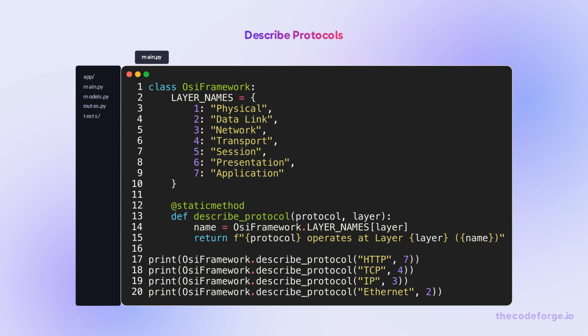This class maps protocols to OSI layers: HTTP at layer 7, TCP at layer 4, IP at layer 3, Ethernet at layer 2. The framework lets you hire generalists. A dev can talk to a network engineer about encapsulation without knowing the specific hardware.